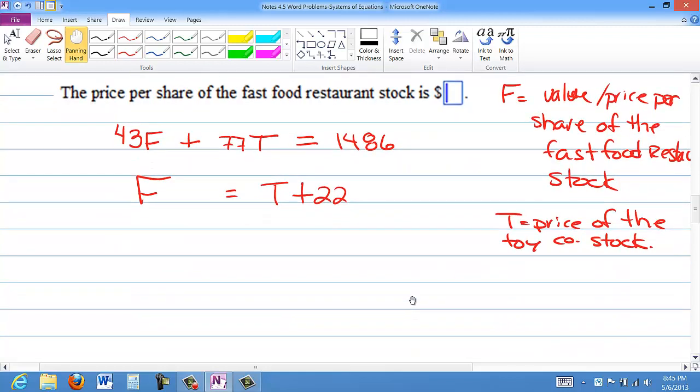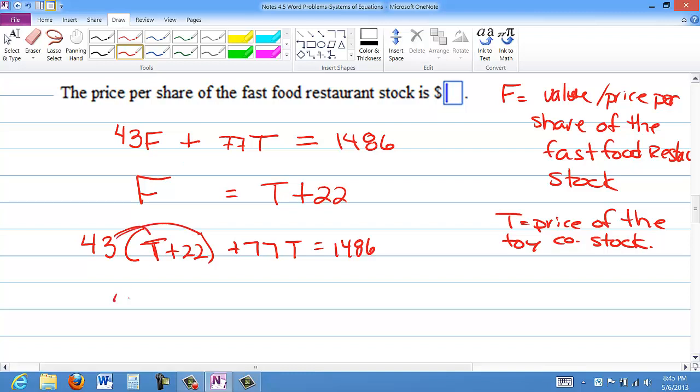This particular equation is set up really nicely for substitution, so where F is, I'm going to replace it with T plus 22. Bring down the rest of the equation. Now I put the parentheses down here where the F was to make sure I remember to distribute. So 43 times T plus, now we need 43 times 22.